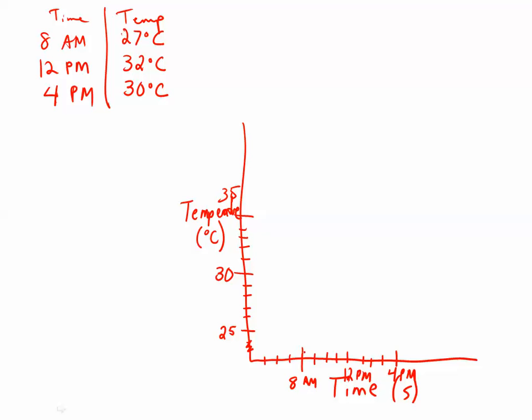So at 8 a.m. it's 27. Find 8, graph 27. At 12 p.m. it's 32. And at 4 p.m. it's 30. Our line graph is going to look something like this.